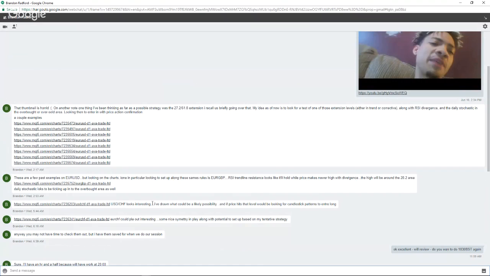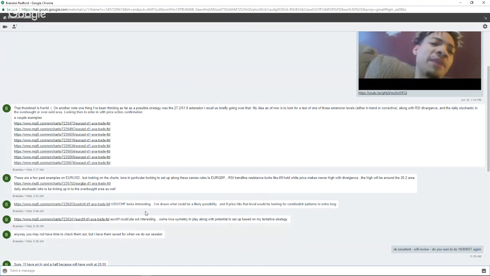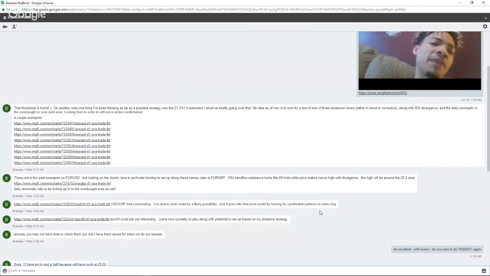So I guess what we need to focus on now is the actual candlestick entries as well. We talked last time about you producing daily examples of those.